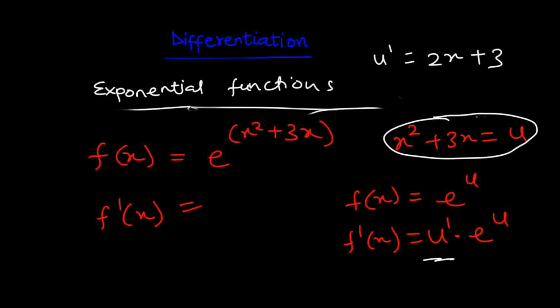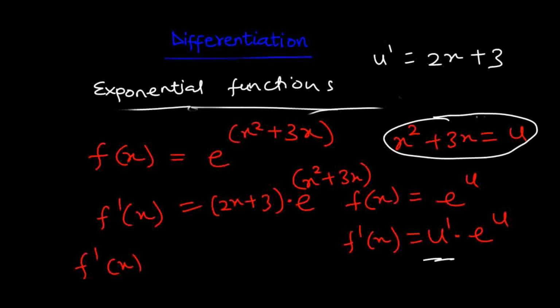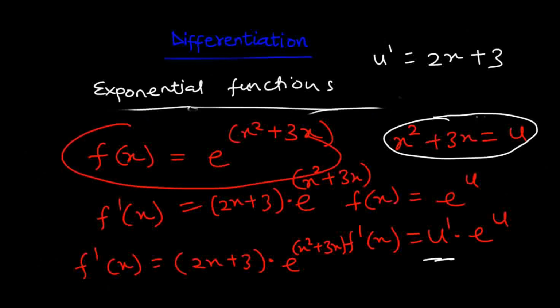So therefore the derivative will be equal to u prime, which is 2x plus 3, multiplied by e to the power u, which is e to the power x squared plus 3x. So therefore f prime of x will be 2x plus 3 multiplied by e to the power x squared plus 3x. That will be the derivative of this function.